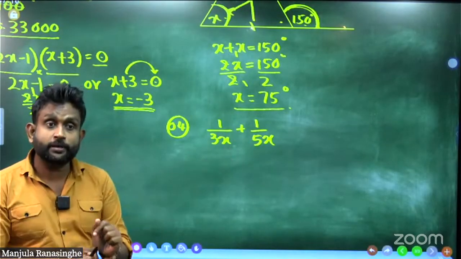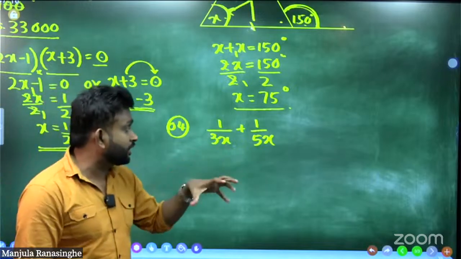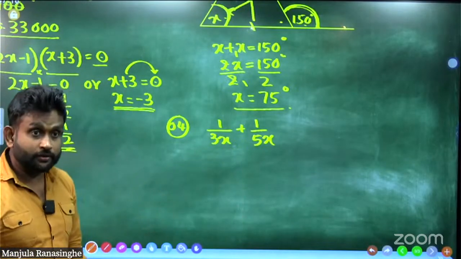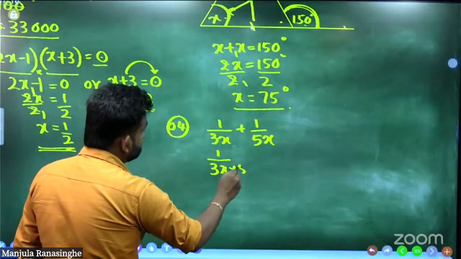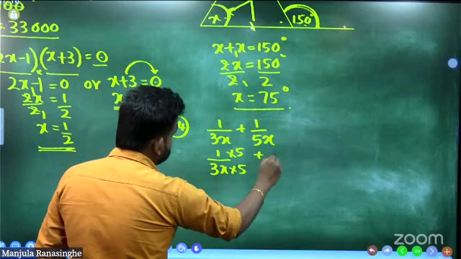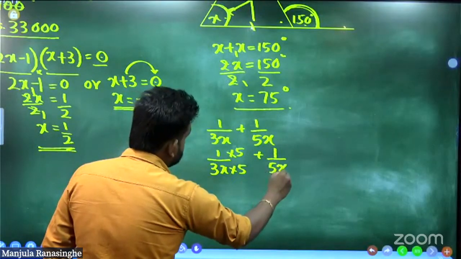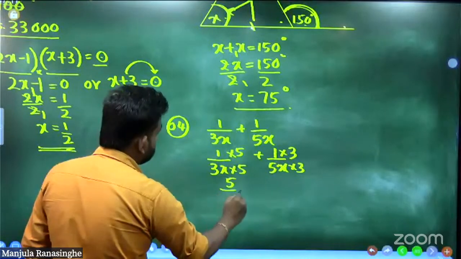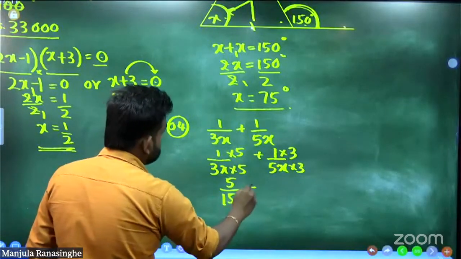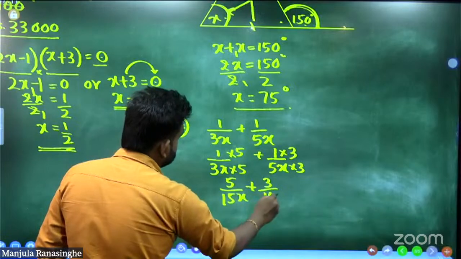Here there is x, and here 3 and 5. So 3 and 5 have to be equal. How do they become equal? The LCM of 3 and 5 is 15. So you multiply to make 15 here by 5 on both sides, and here to make 15, multiply both sides by 3. Then here 1 into 5, 5 upon 15x, right? And here 3 upon 15x.